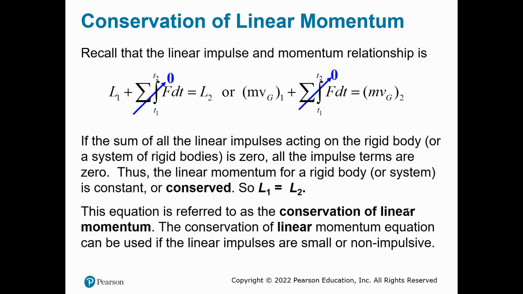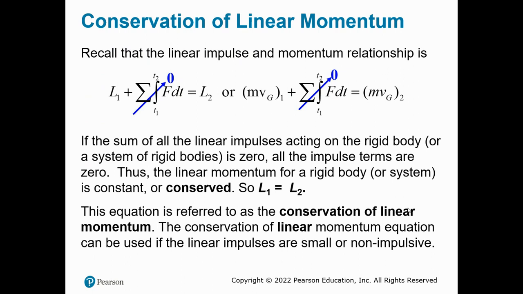Previously, we learned that linear or angular momentum initial plus the linear or angular impulse equals the final linear or angular momentum. Here, we talk about the condition that if the impulse, whether linear or angular, is zero, then the momentum is conserved.